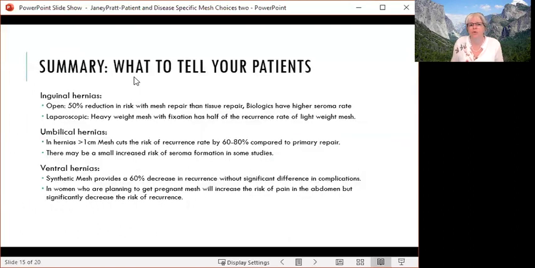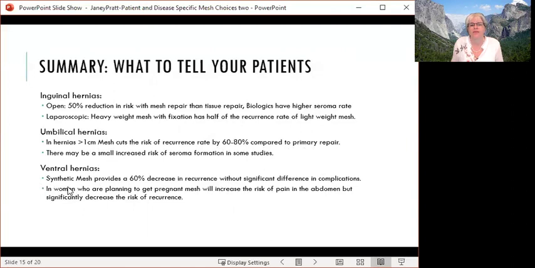So, summary: what do you tell your patient? Open repair with mesh has a 50% reduction in risk of recurrence compared to tissue repair, and biologics have a higher seroma rate. Laparoscopic, heavyweight mesh with fixation has half the recurrence rate of lightweight mesh. Umbilical hernias greater than 1 centimeter, mesh cuts the risk of recurrence by 60 to 80% compared to primary repair. There may be a small increase in risk of seroma formation in some studies with a mesh repair.